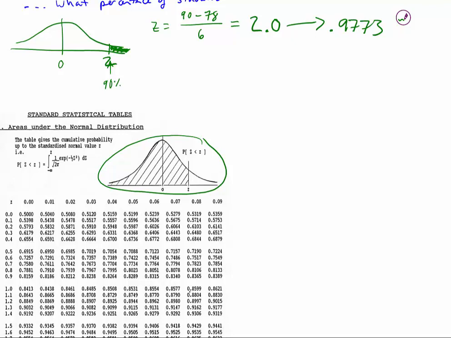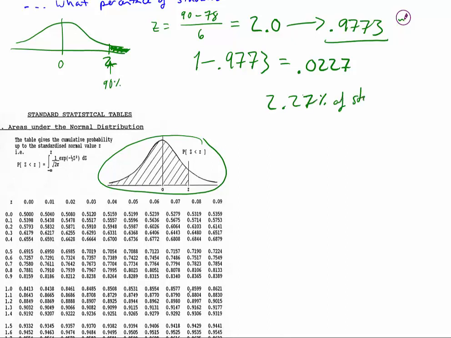Just have to make sure you know what you're looking at with your particular z-chart that you find. Now, this is the area to the left of that z-score, but we're interested in the area to the right. So our answer will be 1 minus 0.9773, or 0.0227. So in answer to the question, 2.27% of students earned an A.